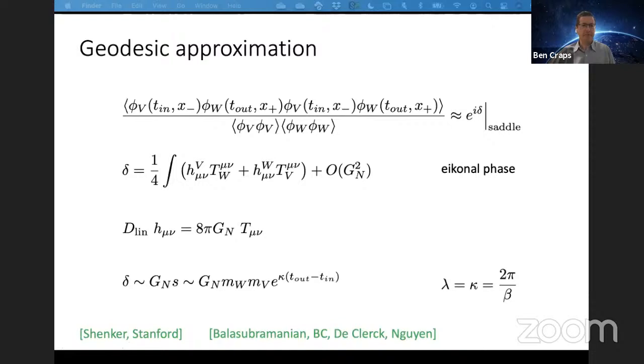And the result for the eikonal phase is Newton's constant times the Mandelstam variable s. And because of the blue shifting that happens near the horizon, this gives you the exponential with the temperature 1/β in front of the time difference. So this was for a non-rotating black hole.